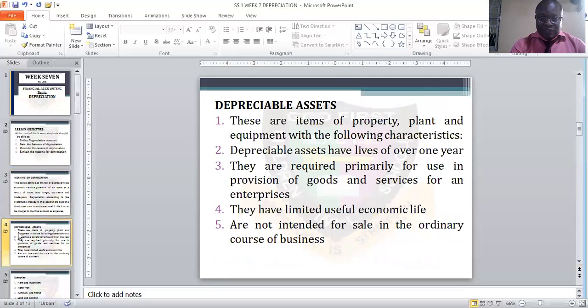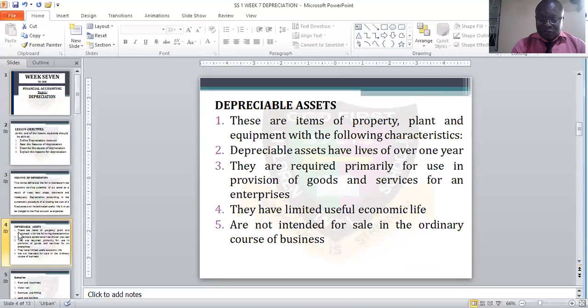Let us look at the depreciable assets. We have some assets that can depreciate. These are items of property, freehold property can depreciate. Plant and machinery can depreciate. The only asset that cannot depreciate is land. That's the only asset that we cannot depreciate.